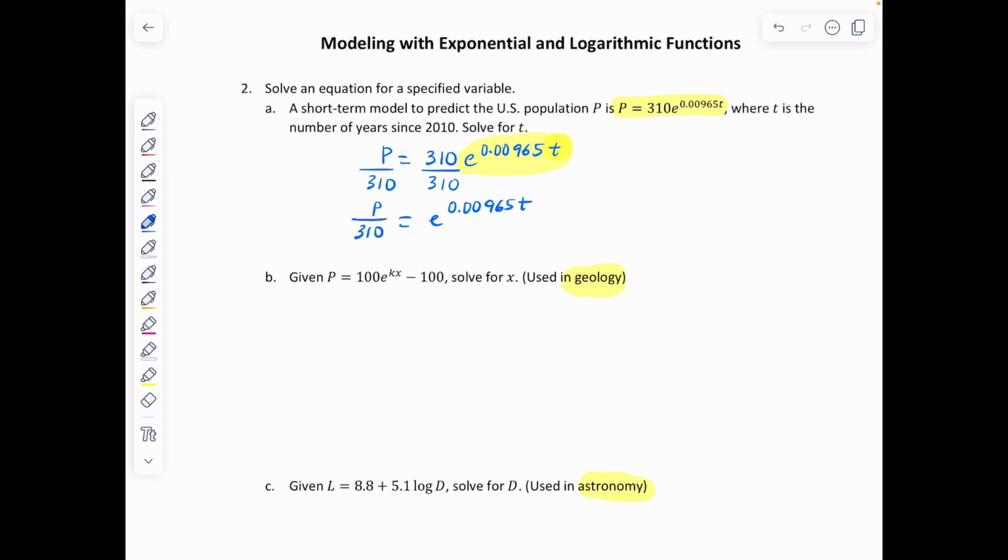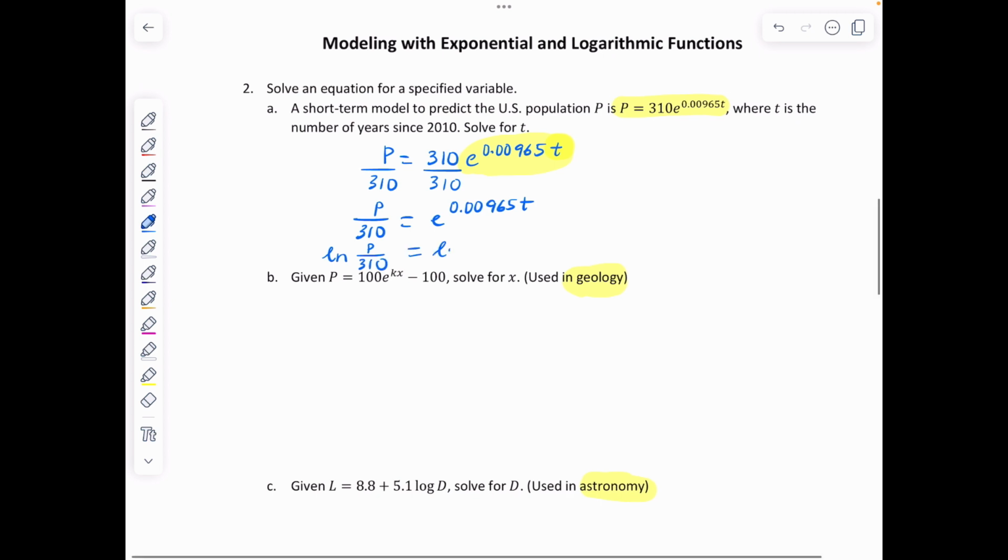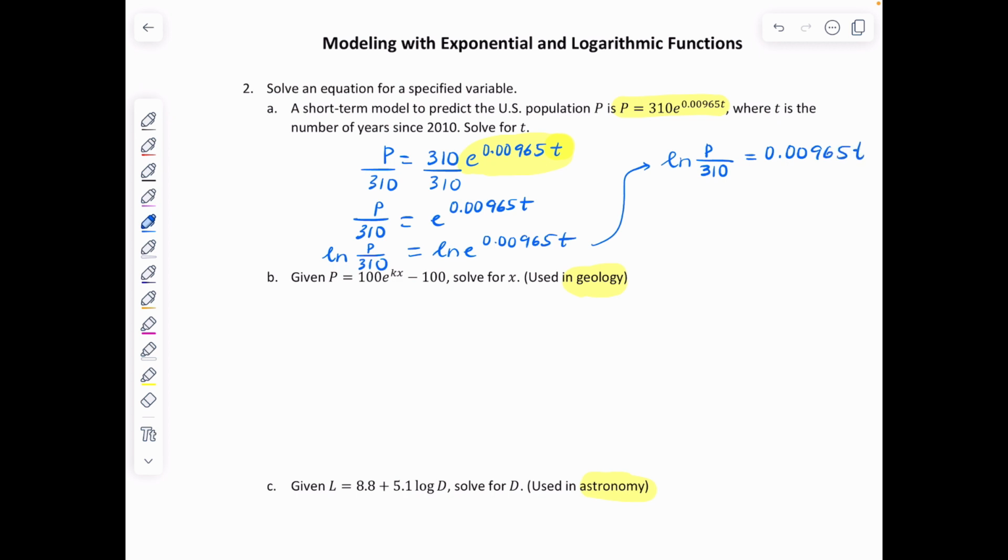I will then take the log of both sides now. This time I am going to use natural log, ln, simply because there's a base e involved. On the right side here, I can use the power property where you can move this exponent to the front, but ln e is 1. So it's really just going to give you the exponent. So this will become ln of P over 310 is equal to 0.00965 t.